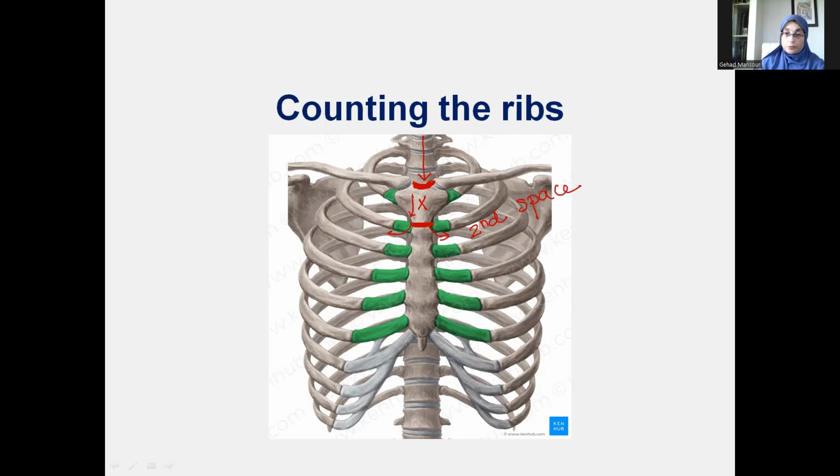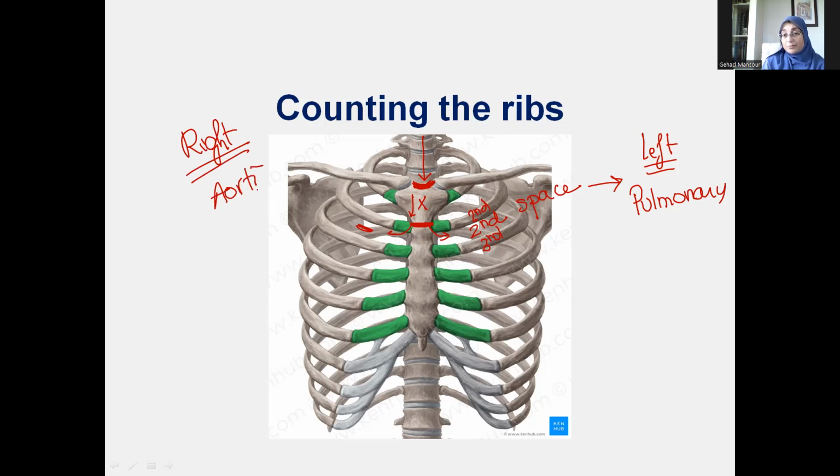And the second intercostal space lies between the second rib above and the third rib below. The second intercostal space is extremely important because this is where, on both sides, by the way, we have the second intercostal space to the left, where you can hear the pulmonary sounds, and the second intercostal space to the right, where you can hear the aortic sounds.